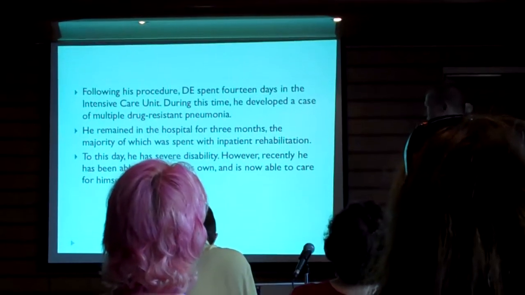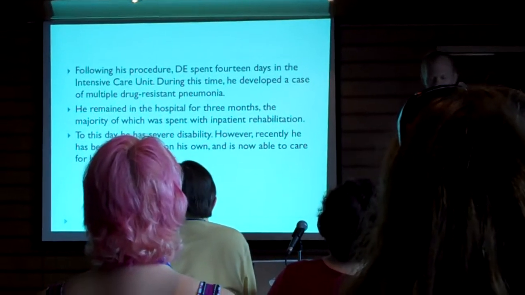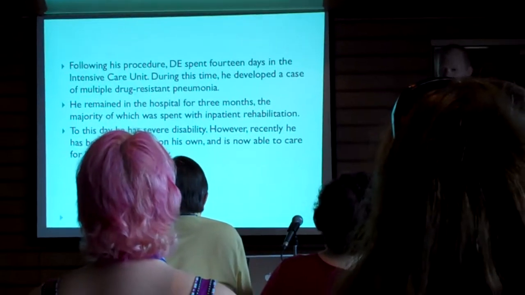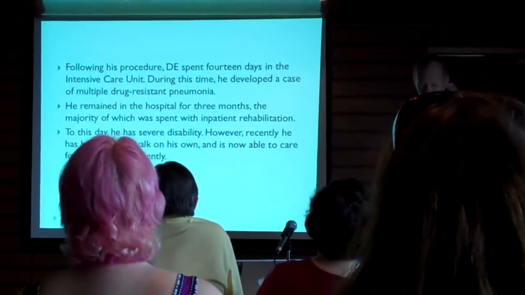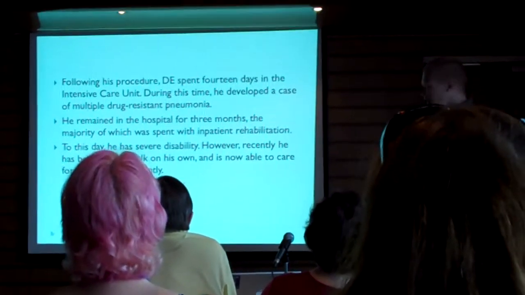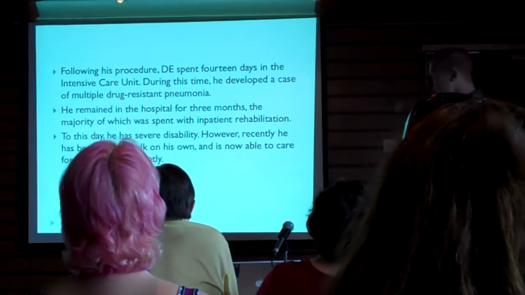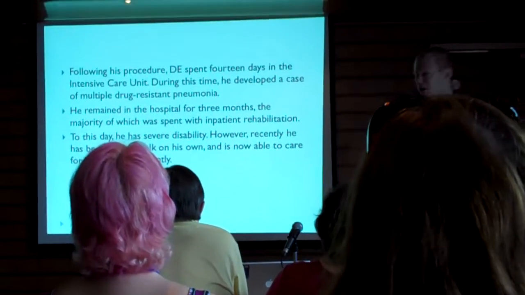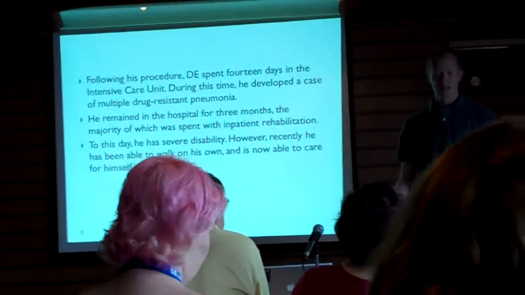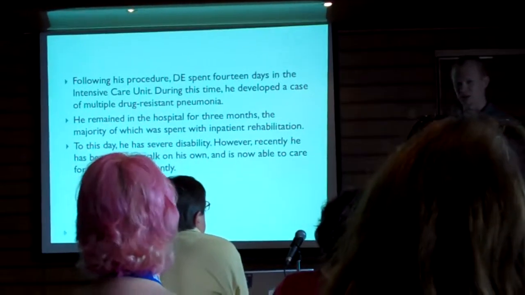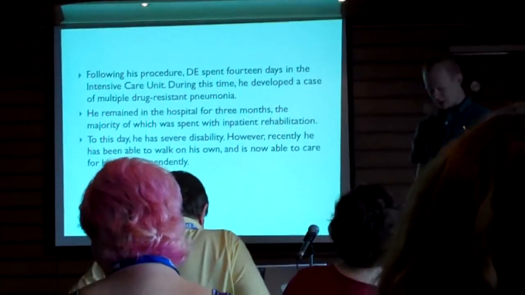So just going back to our patient, following his procedure, he spent 2 weeks in the intensive care unit. While he was there, he developed a severe case of pneumonia and almost died from that too. He stayed in the hospital for about 3 months, mostly in rehab. This is about 2 years ago, and he still has severe disability. He's literally just taking his first steps on the road to recovery, and he's now able to take care of himself independently. And all this stemmed from this unnecessary procedure, so we believe. It all started from this chiropractic manipulation.